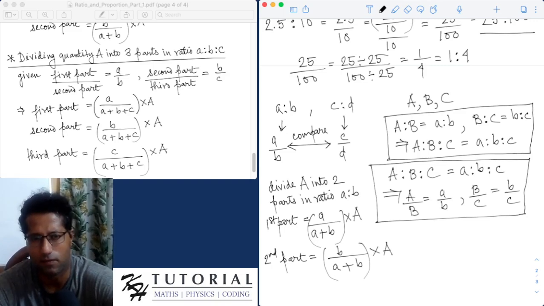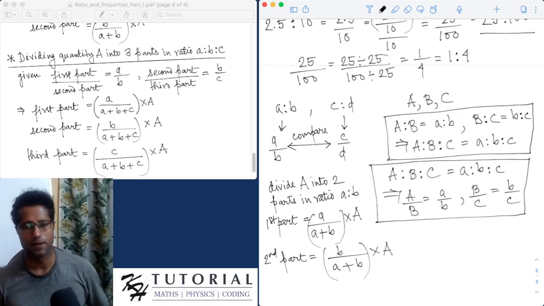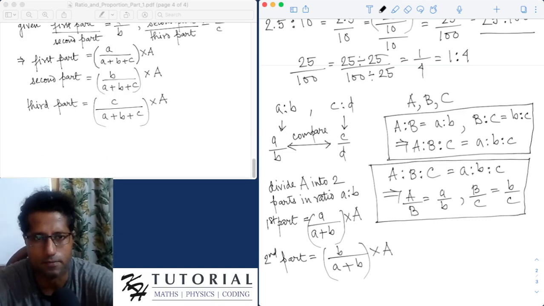Now the actual value of the first part will be the first term divided by the sum of the terms multiplied by the total quantity. Similarly, the value of the second part will be the second term divided by the sum of the terms in the ratio multiplied by the total quantity. Similarly, the third part will be the third term in the ratio divided by the sum of the terms in the ratio multiplied by the total quantity A.